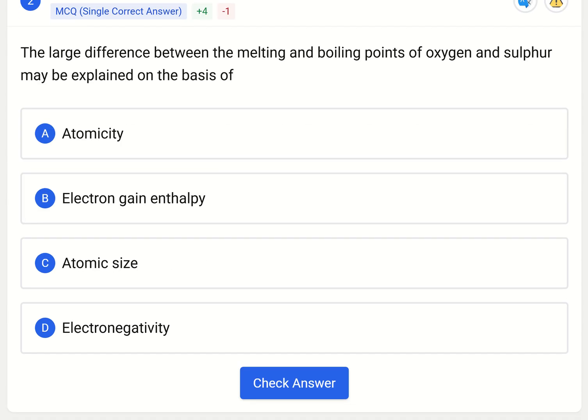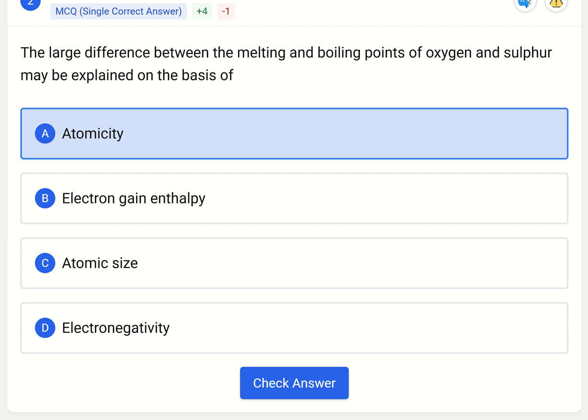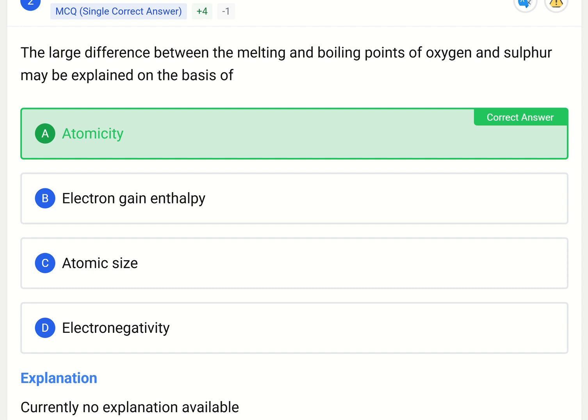So moving to the second question. The large difference between the melting and boiling points of oxygen and sulfur may be explained on the basis of? Now melting and boiling point depends upon the density. Density is equal to mass upon volume. Mass depends upon the atomicity. Oxygen is diatomic and sulfur is octatomic. So definitely the answer is atomicity. Electron gain enthalpy doesn't matter, size doesn't matter, and electronegativity doesn't matter. Hence we have got the answer again right.